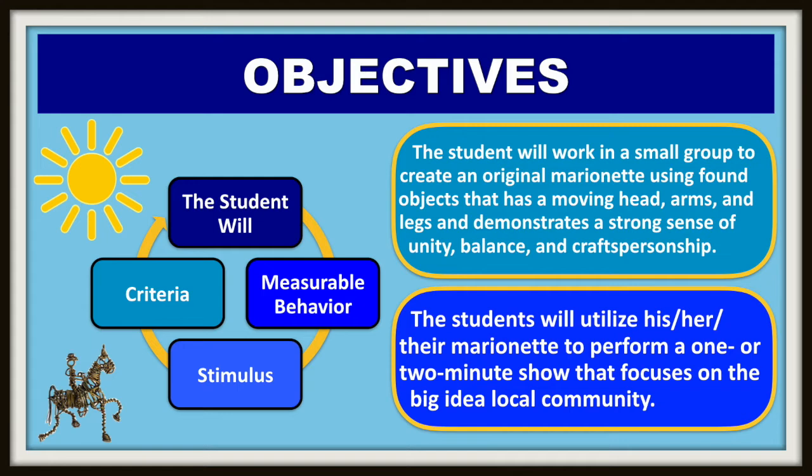Let's take a look at two different objectives. The student will work in a small group to create an original marionette using found objects that has a moving head, arms, and legs, and demonstrates a strong sense of unity, balance, and craftspersonship. A second objective for this lesson plan is: the students will utilize his, her, their marionette to perform a 1 or 2 minute show that focuses on the big idea, local community.